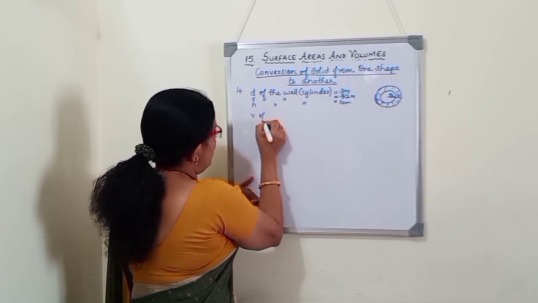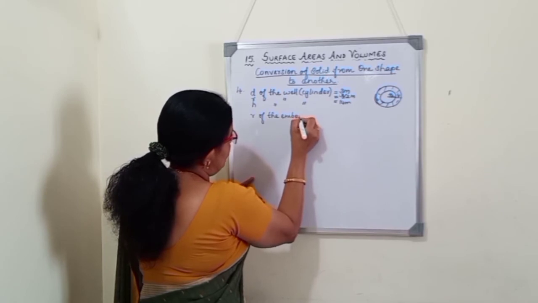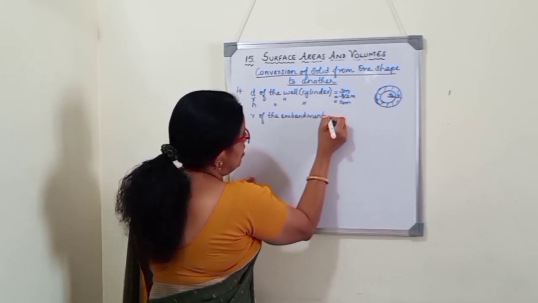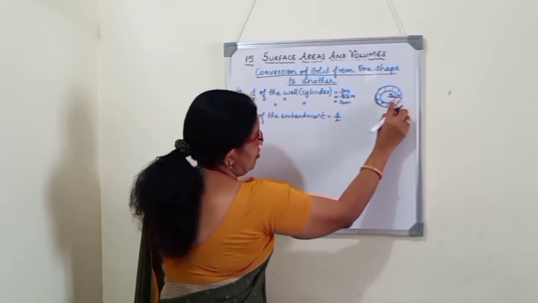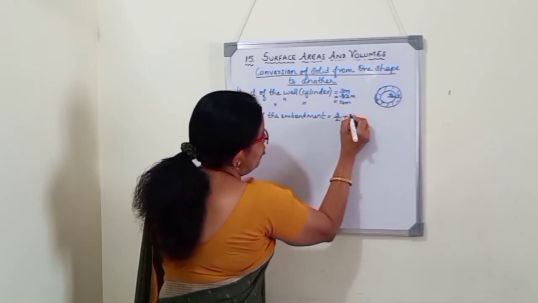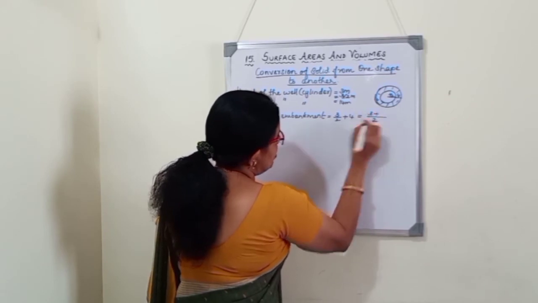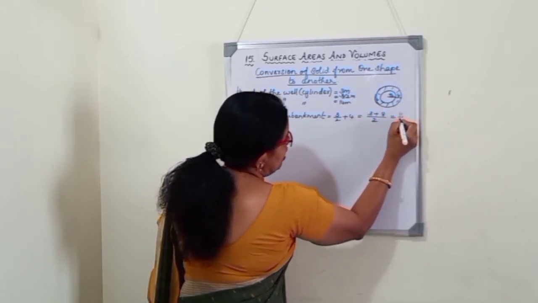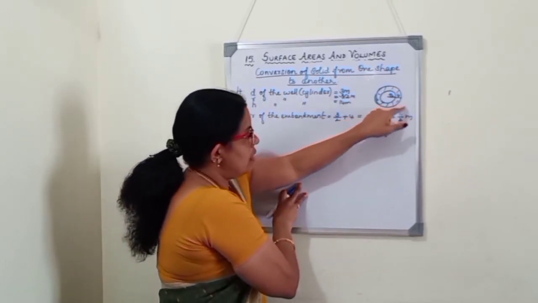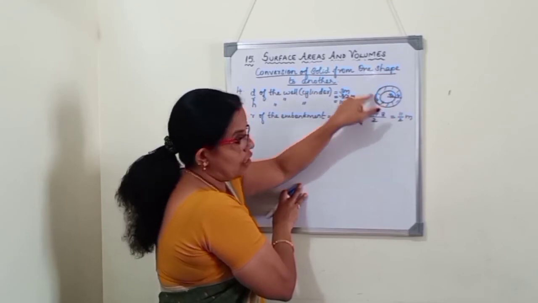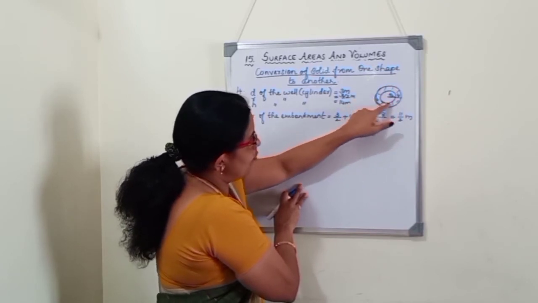Radius of the embankment equals, this is already 3 by 2 is the radius for the well, plus the width of this mud, 4 meter, around it they will keep it. So plus 4 we will add. So when we take LCM, 2 is the LCM, 3 plus 4 into 2 is 8, so 11 by 2 is the radius. Last year you have learned that if there is an outer circle and inner circle, it is in the shape of a ring. Whenever 2 radii are given and we want to find the height of this one.